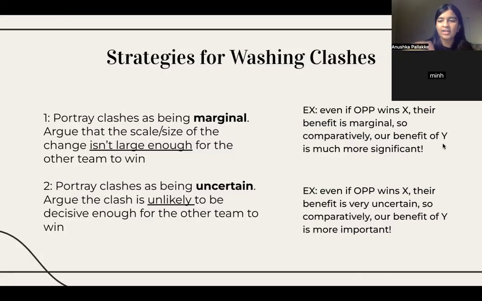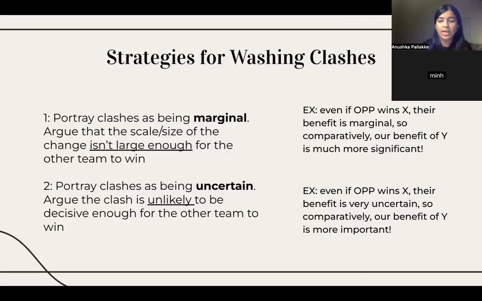On the other hand, for our argument number Y, the benefit of it is just significantly more. We can also portray clashes as being uncertain. We can say the clash is unlikely to be decisive enough for the other team to win. So this we will talk about.